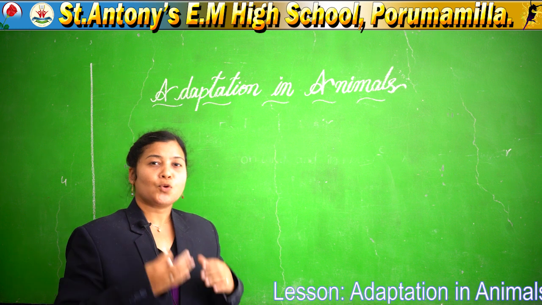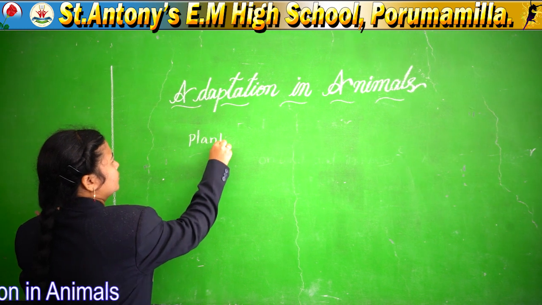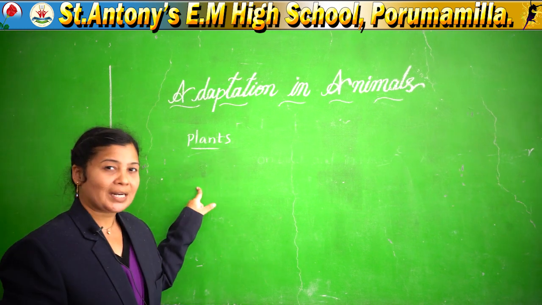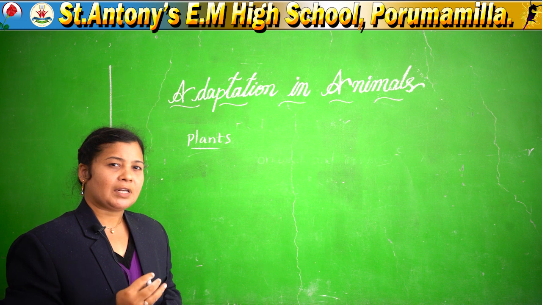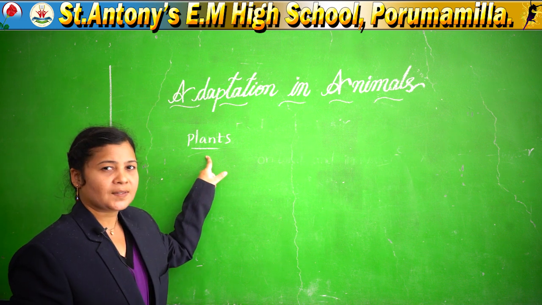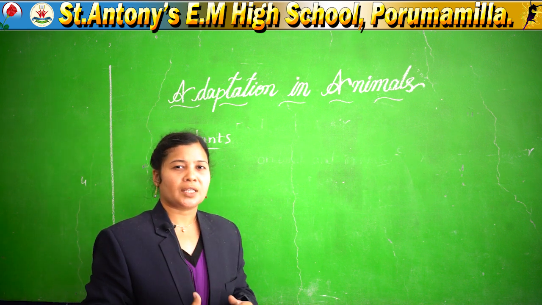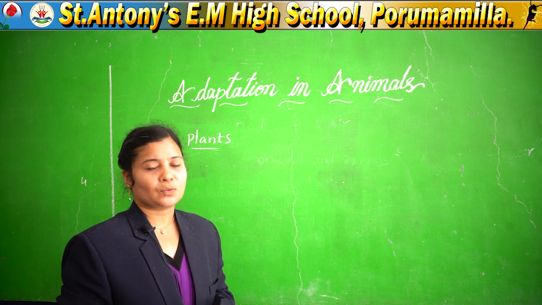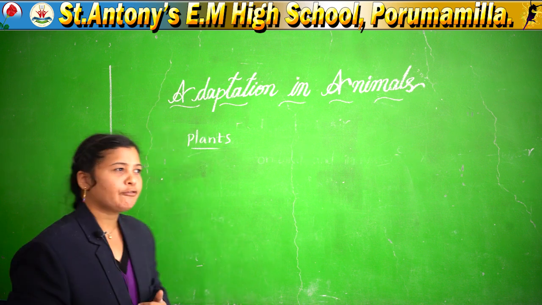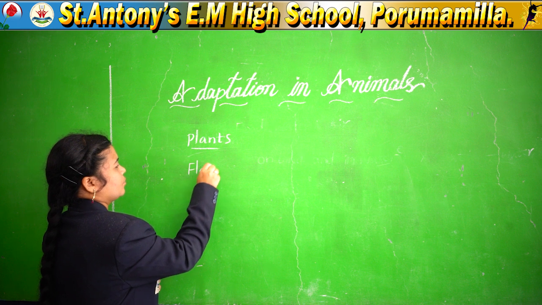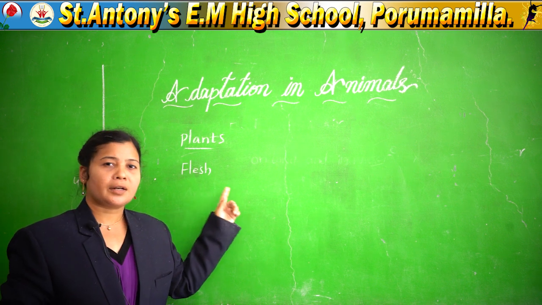Now we discuss, no, most of the animals depend on plants. Most of the animals, where do they depend? They depend on plants. Some animals eat only plants. What will they eat? Only plants. Those animals we are calling herbivorous. And some animals are eating only flesh. Those flesh eating animals we are calling carnivorous.